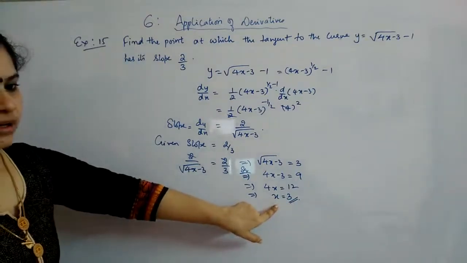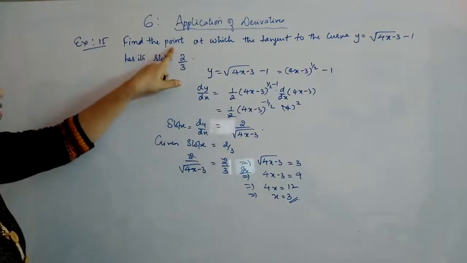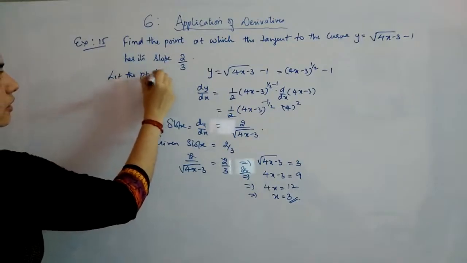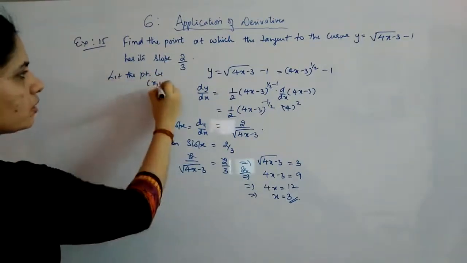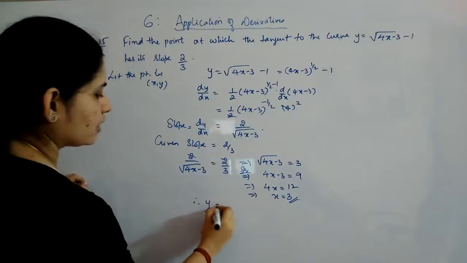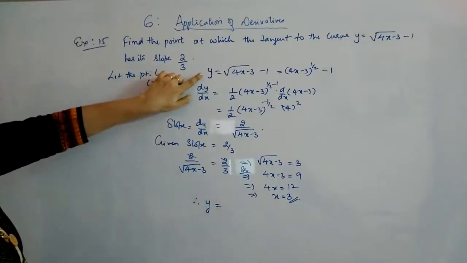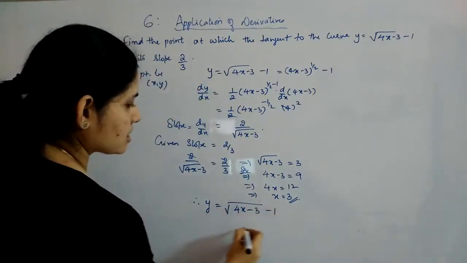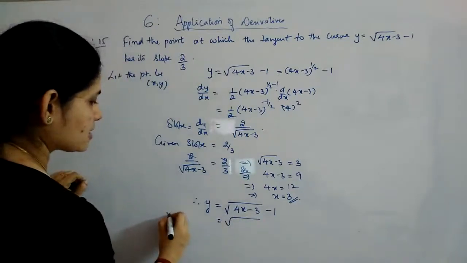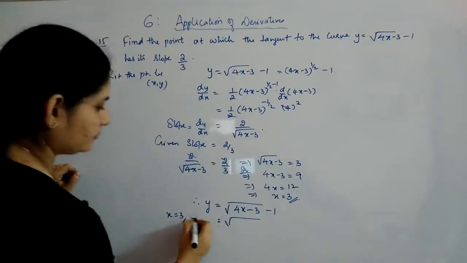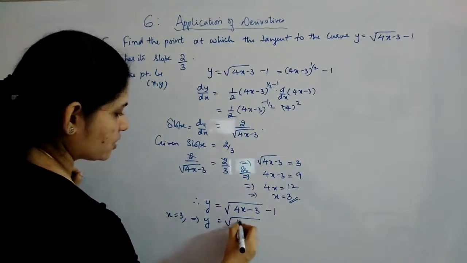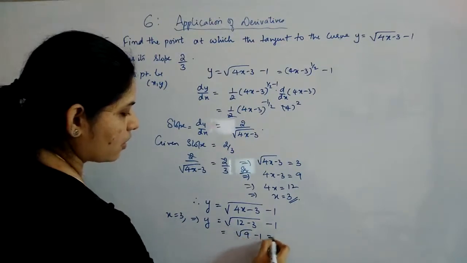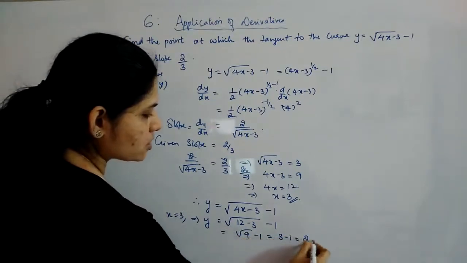Now you have got only the value of x, but for the point, what should it be? Point is x comma y. Let the point be x comma y. So we have to find out y also. Therefore, what will be y? You have to substitute the value of x in the given equation so that you will get y. Y is root of 4x minus 3 minus 1. Replace the value x is equal to 3 in this one. So you will get 4 into 3, 12 minus 3, minus 1, which is equal to root of 9 minus 1, or 3 minus 1, which is 2.